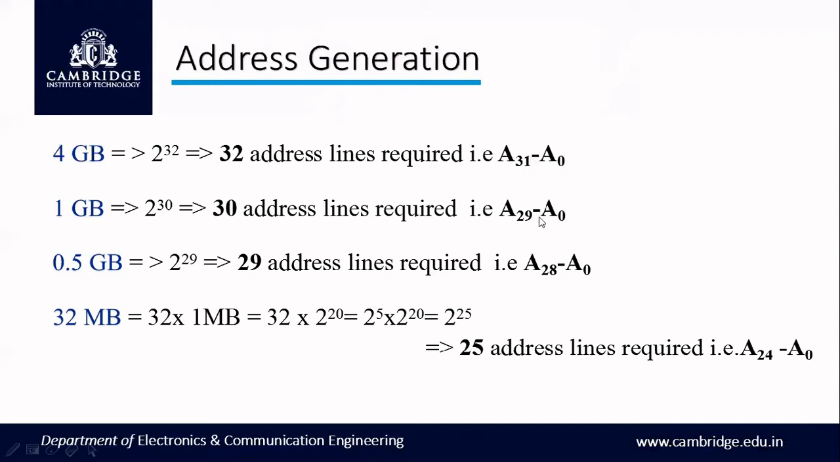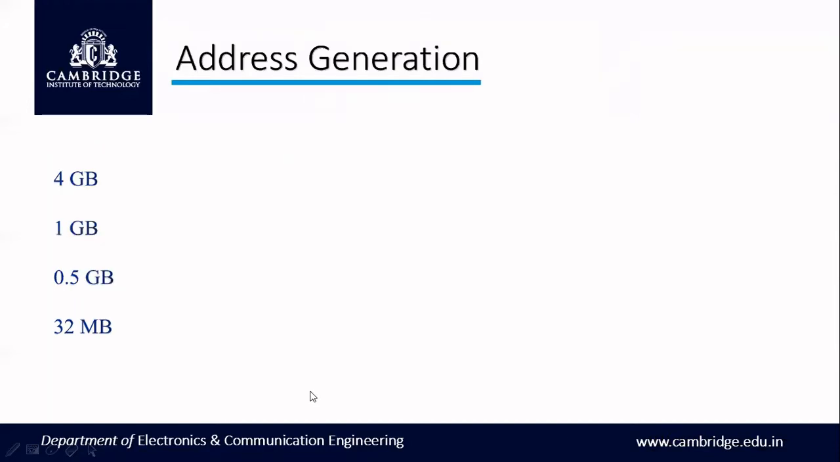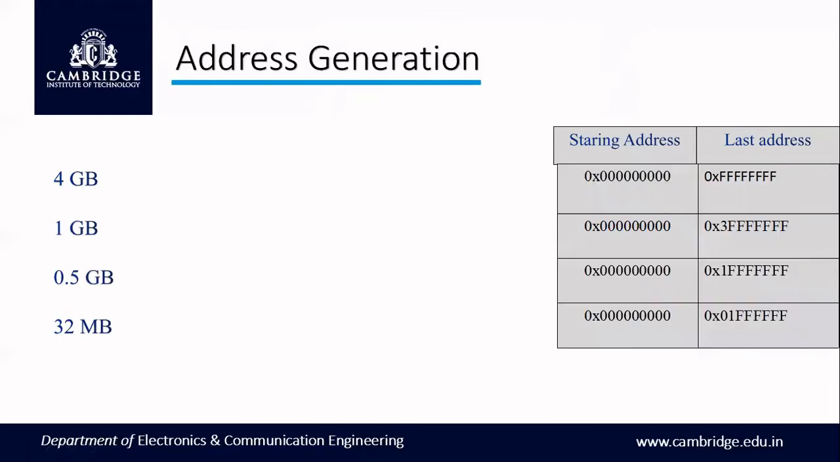So with this information, that is the number of address lines required for addressing each of these memory spaces, we have generated the starting address and the last address table. Here you can see that if the starting address is 0, for 4 GB the last address is FFFFFFFF, 8 Fs. For 1 GB, it is 3 followed by 7 Fs. For 0.5 GB, it is 1 followed by 7 Fs. And for 32 MB, it is 0, 1 followed by 6 Fs.